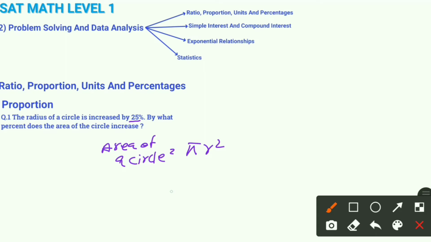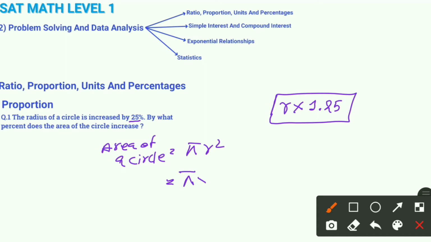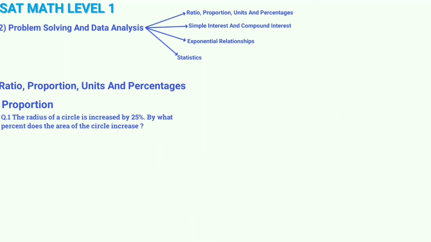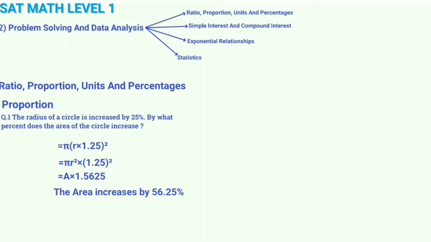And what happens if the radius of a circle is increased by 25%? Increased by 25% means that r is multiplied by 1.25. So it's pi multiplied by (1.25 r) square, which is pi r square multiplied by 1.25 square. And this is the answer: the area increased by 56.25%.